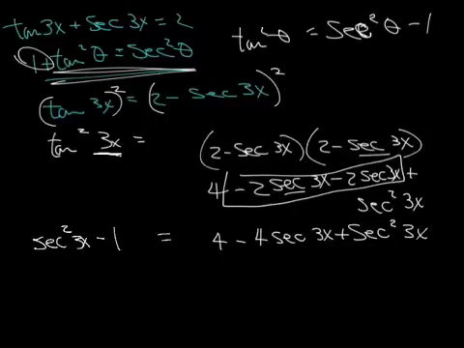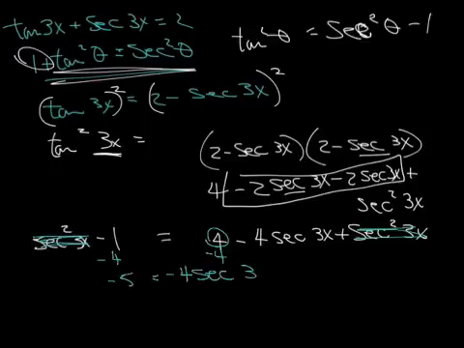Alright, now if you notice, I have a secant squared of 3x here and 1 here. Nothing's multiplied or divided by it, they're added and subtracted, and when that happens they can go away. Because if you were to subtract it from both sides, they would go away. So now I have negative 1 equals 4 minus 4 secant 3x. Let's go ahead and subtract 4 from both sides. And I get negative 5 equals negative 4 secant of 3x. And when I have two negatives, I can make those into positives.